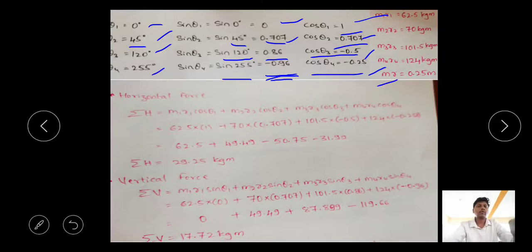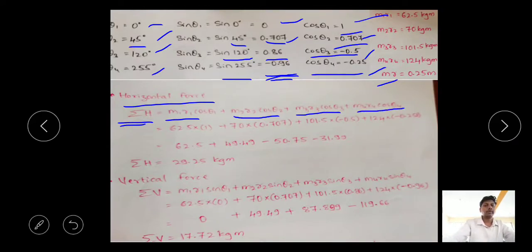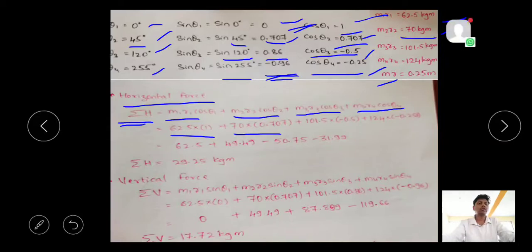Now we will find the horizontal force. What is the formula it is given by? It is M1 R1 into cos theta 1, M2 R2 into cos theta 2, M3 R3 into cos theta 3, M4 R4 into cos theta 4. Now M1 R1 is how much? M1 R1 is 62.5 into 1, because cos of theta 1 is 1. Next M2 R2 is 70 into 0.707.